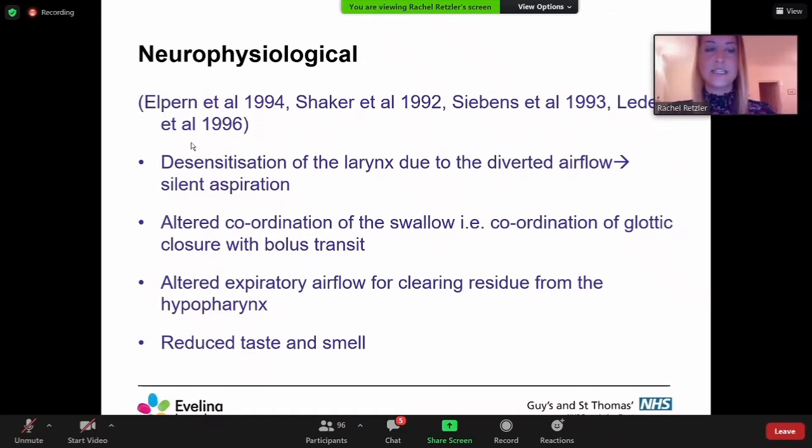Neurophysiologically, you may find that the desensitization of the larynx due to a diverted airflow is present in our children with tracheostomies. This can lead to silent aspiration. These children may experience altered coordination of the swallow, so coordination of glottic closure with bolus transit. They may experience altered expiratory airflow for clearing residue from the hypopharynx and reduced taste and smell. Keep in mind, altered humidification of inhaled air can also result in increased secretion production and risk of chest infection.